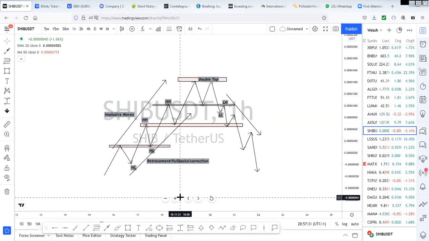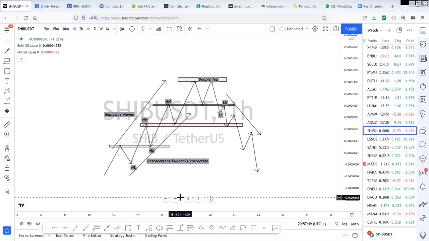So trending markets are characterized by two important moves. I said it, that it is impulsive and retracement moves. The first one is the impulsive move. The second one is retracement. Are you following, guys? Yeah.